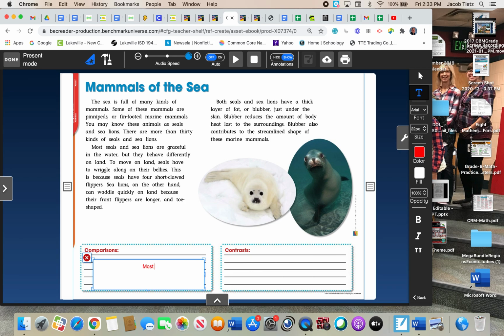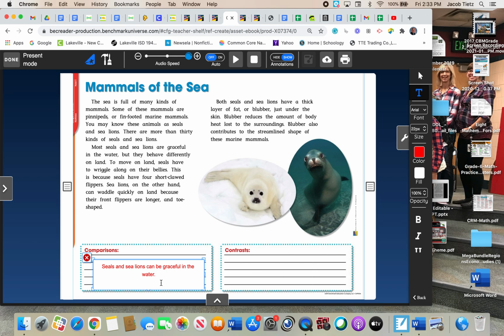So we could say most seals, let's not use the word most, let's just put seals and sea lions can be graceful in the water. Okay, good. That is one of our comparisons.